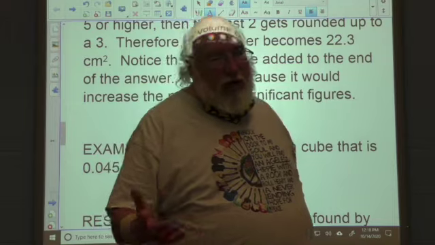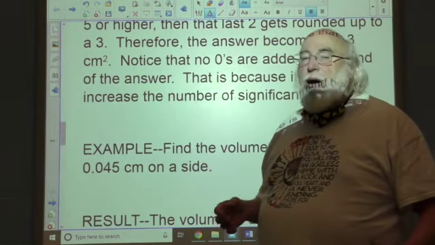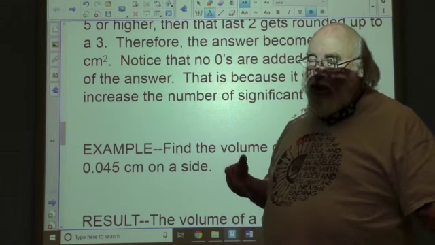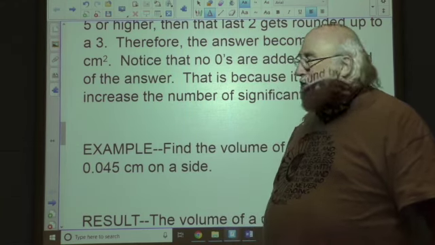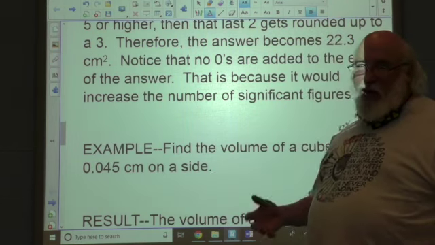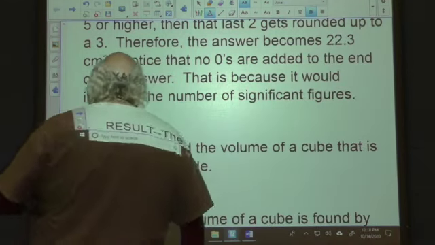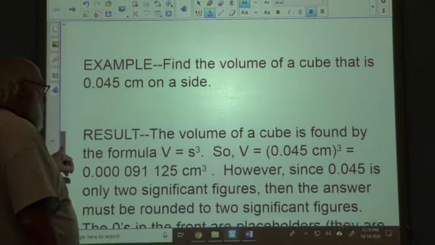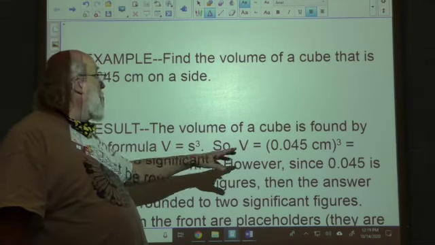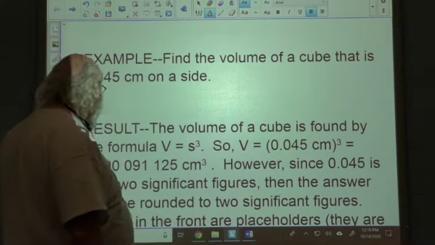Now, how do you find the volume of a cube? Well, a cube is a box in which all the sides are the same. Now, in a box you find length times width times height, but since the length, width, and height of a cube are all the same thing, we just simply say it's side cubed, S cubed. So V equals S cubed is the formula we're going to use, so that means we're going to put in 0.045 centimeters to the third power.